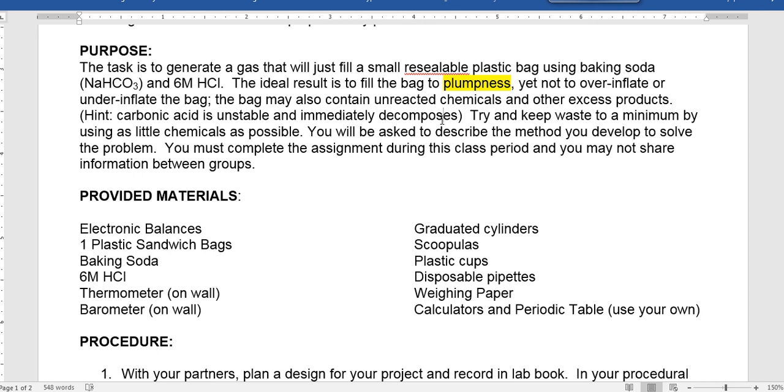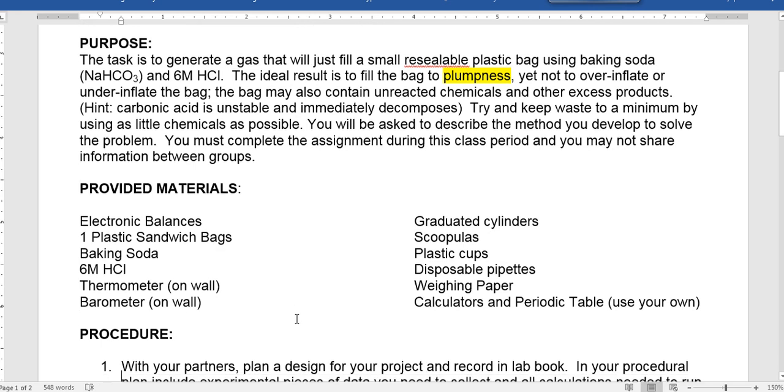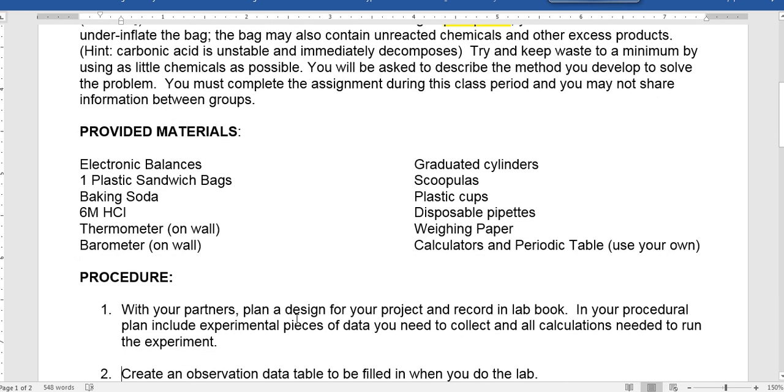So your homework tonight, and take a minute after I'm done talking, talk to your lab partners, figure out who can call who, who's going to be in charge, discuss. You need to develop a procedure. See right here? With your partners, plan a design for your project and record. You don't need to record it in a lab book, just record it. Come down with a procedure in hand. How are you going to collect data? How are you going to mass things? How much? What?